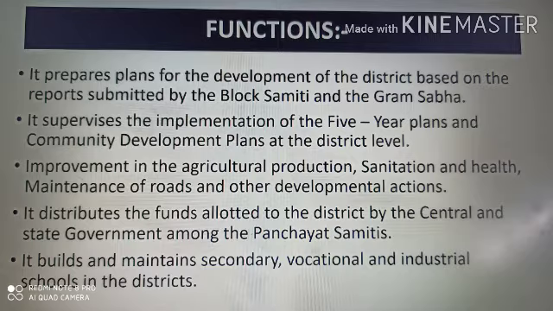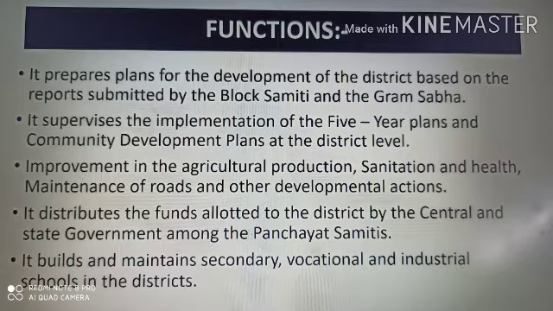Okay, so next, improvement in agricultural production. That can be done as we have already seen in the functions of the Gram Panchayat and Panchayat Samiti. The distribution of seeds, fertilizers, implements, like whatever tools are required in doing agriculture, are also provided. Along with that, sanitation and health, maintenance of roads and other developmental actions. So all these things will also be maintained by the Zilla Parishad.